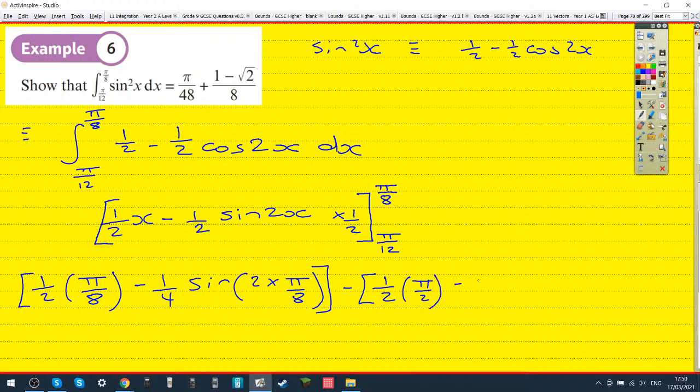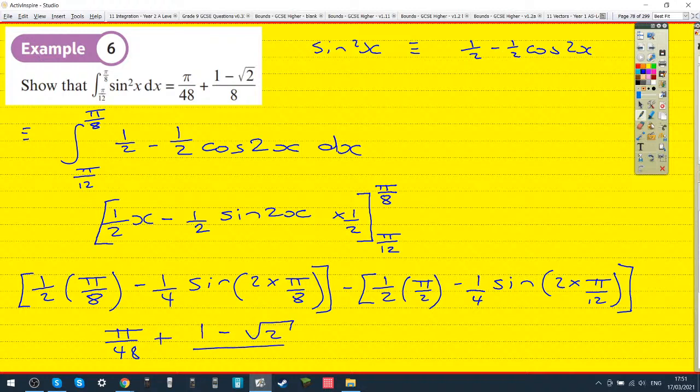And if we're correct, what answer should we get? It should be pi over 48 plus 1 minus root 2 all over 8. That's it. So you can put each of these into your calculator separately. And then after that, you could write pi over 48 plus, because when you add the pi to the pi, you should get pi over 48. When you add the root to the root, you should get that.